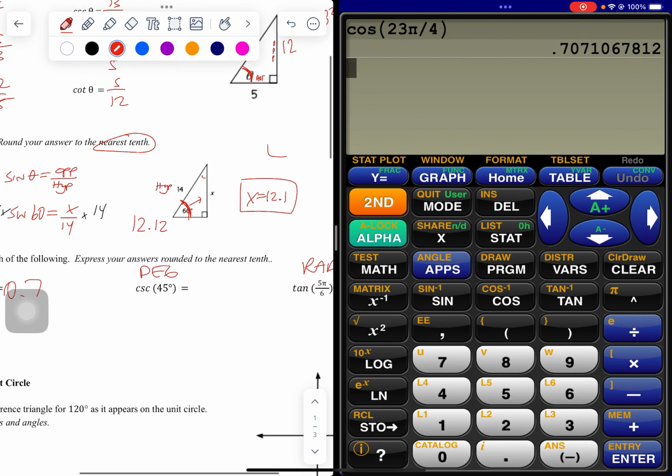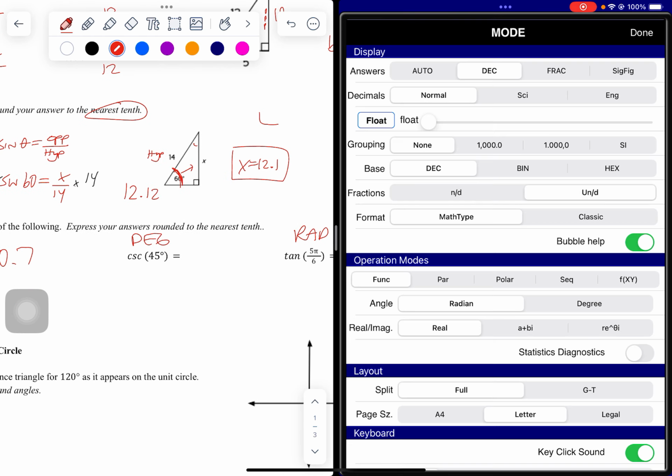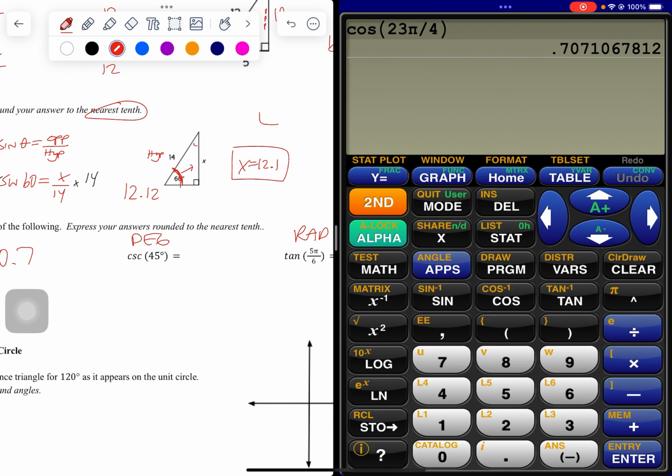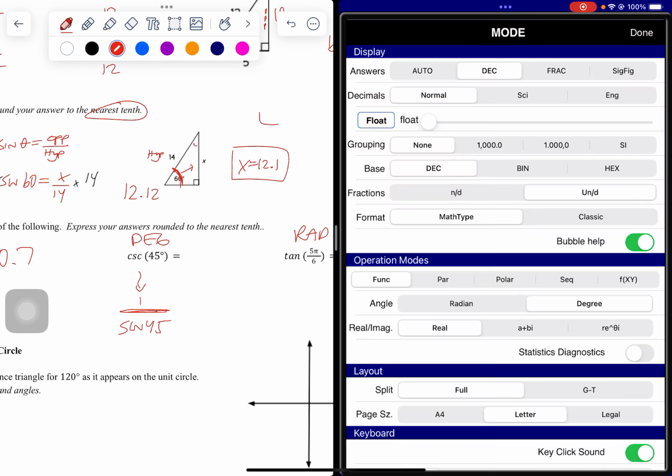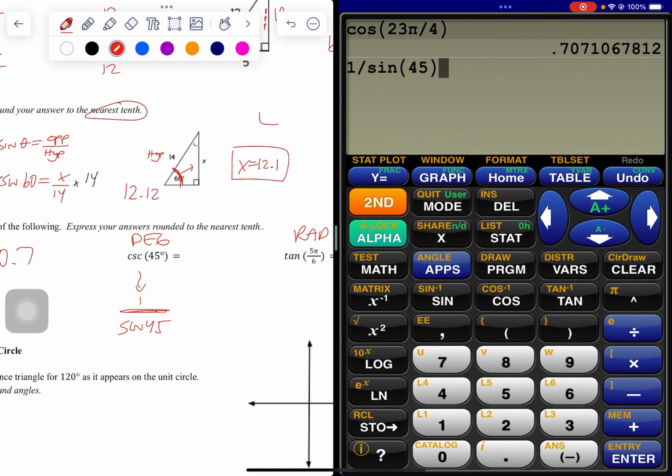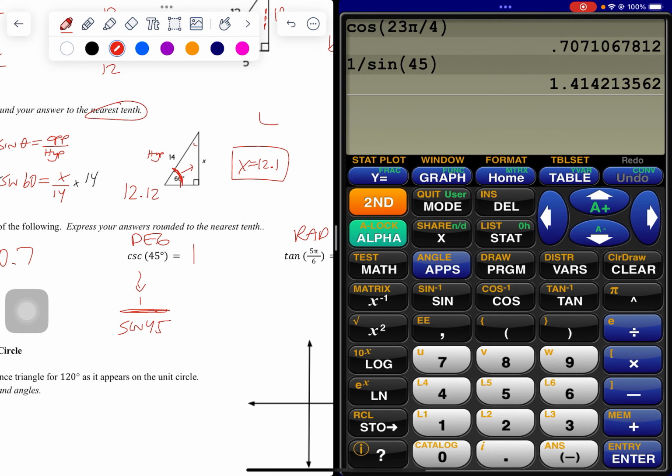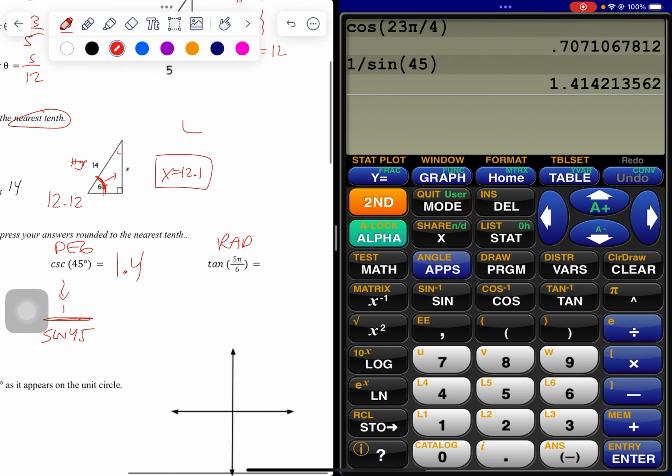Then I got to remember cosecant of 45. So again, I got to go to my mode, switch it back to degree. And if you think Mr. Warner did this on purpose, radian, degree, radian, you are correct. So cosecant is the reciprocal of sine. So remember, this is the same as 1 divided by the sine of 45. Not the reciprocal of the angle, the reciprocal of the whole thing. So 1 divided by sine of 45. Oh, wait, am I in degrees? Yeah, double check. Good job. Enter, 1.4 is my measure there.